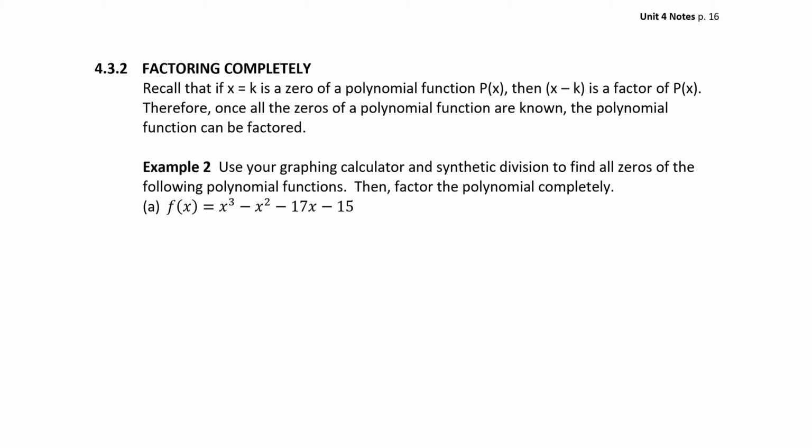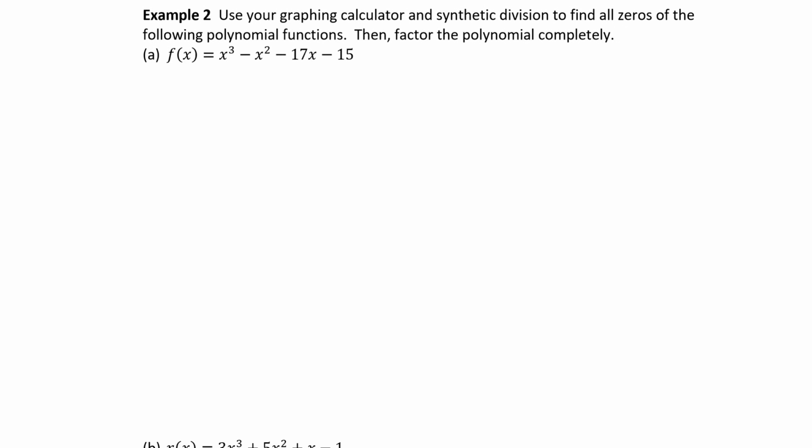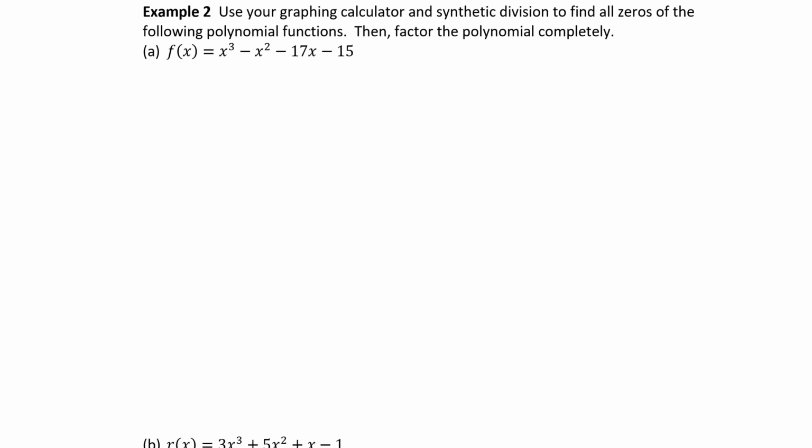Example 2. Use your graphing calculator and synthetic division to find all zeros of the following polynomial functions. That part's going to be the same as the previous examples we've completed. Here's the new part. Then factor the polynomial completely. So notice on example A, f of x is a third degree polynomial. So we are expecting at most 3 zeros. This is degree 3. We can therefore expect at most 3 zeros. Remember, when multiplicity is considered, we may have less than 3 distinct zeros.